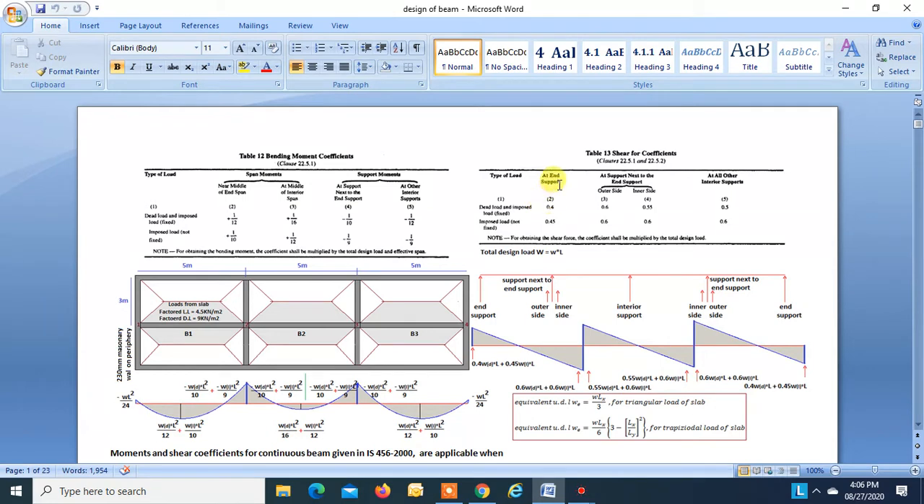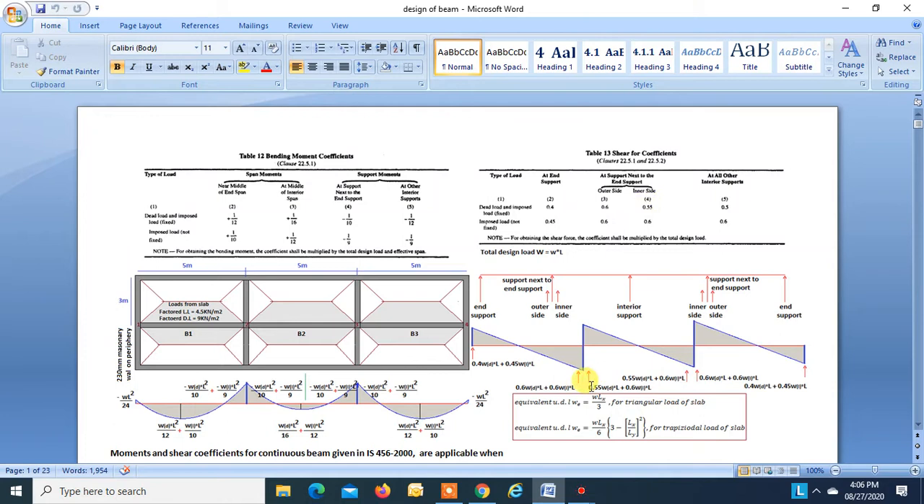So at end supports, this is end support. This is support next to end support. This is end support. This is support next to end support, and this is interior support. So at end support, due to dead load, it is 0.4 wL, and 0.45 wL due to live load. At support next to end support, that is this, there are two cases. Outer side, this is outer side. Inner side, this is inner side. At outside, it is 0.6 wL due to dead load, 0.6 wL due to live load.